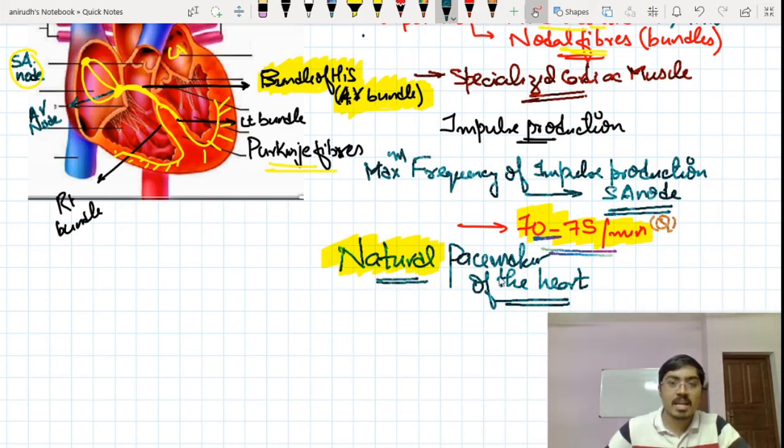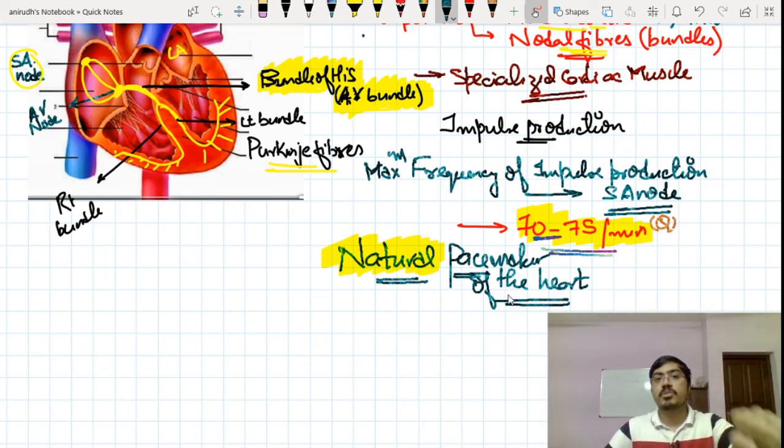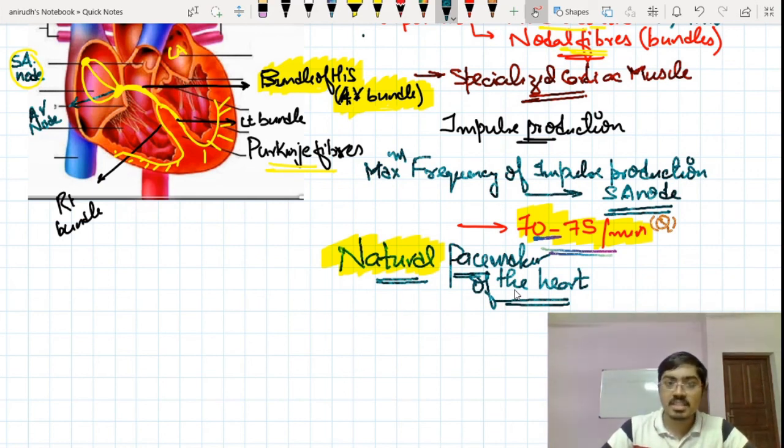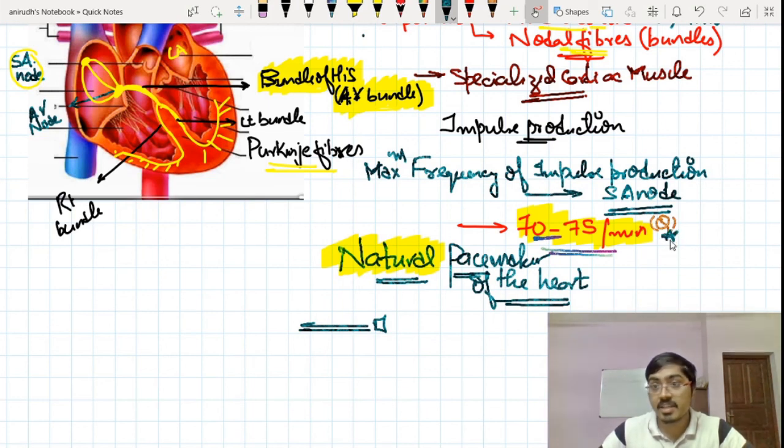So whatever happens in the heart is actually controlled by the SA node, because the SA node will keep on producing impulses, and that is how the heart will contract. Right? Okay, so this is all that we are supposed to know in this particular lecture, and the frequency of SA nodal impulse formation is very important now.